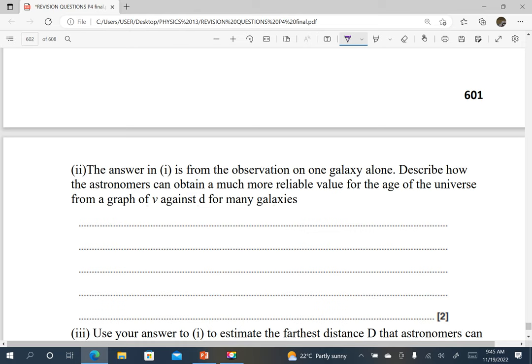Of course, if we plot a graph of V against D, according to Hubble's law, that would be a straight line. And we shall just determine the gradient of the graph. The gradient will give us an average value of Hubble's constant, because V is equal to H naught times D. The gradient will give us an average value of H naught.